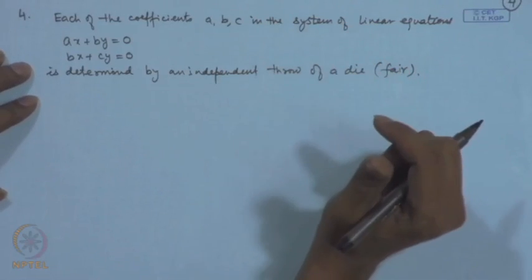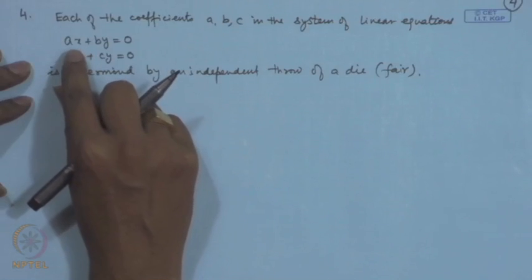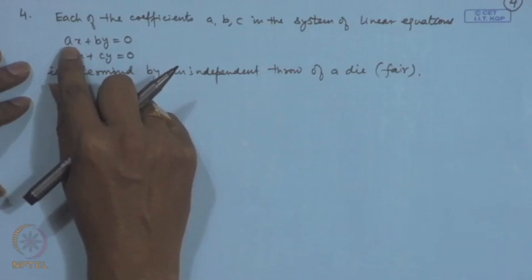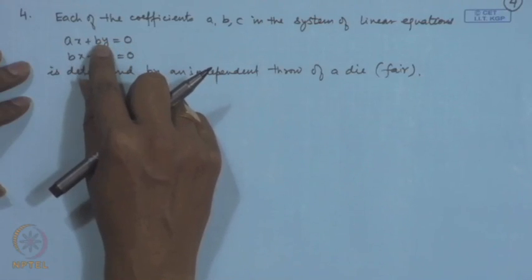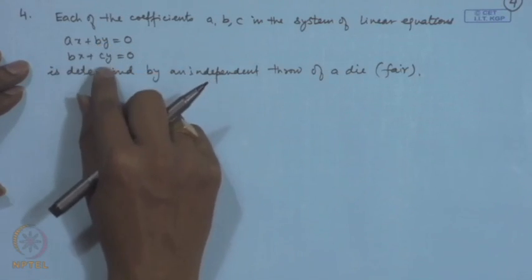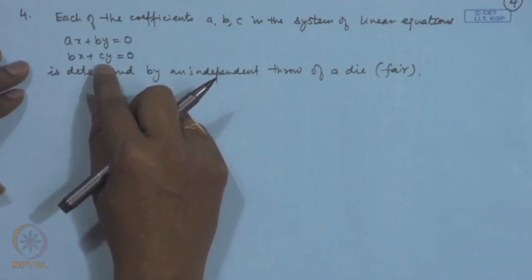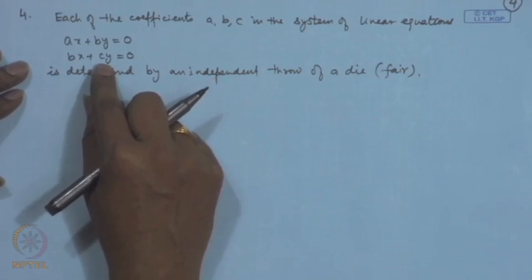Okay, so, when we throw a die, a fair die, you can get numbers 1, 2, 3, 4, 5, 6 as the upper face, each with the probability 1 by 6. So, once we throw it, whatever be the value, we associate it with A. Next time when we throw it independently, the number coming up is associated with B, and next time when we throw it, the number coming uppermost is associated with C.